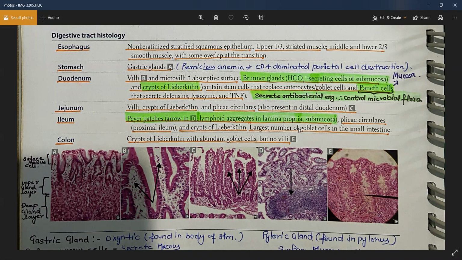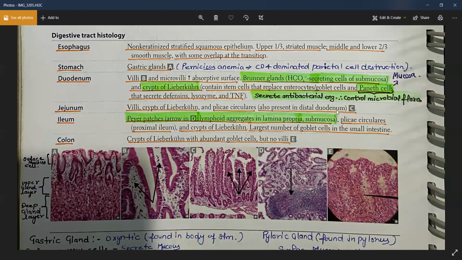And you have the largest number of goblet cells in the small intestine. Does anyone know the function of these goblet cells? Secretes mucus. Exactly. So do not confuse the Brunner's glands and the goblet cells. Goblet cells are for the mucus. Brunner's glands are for the bicarbonate.